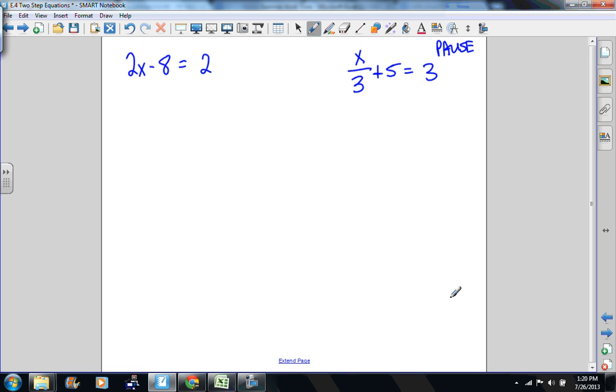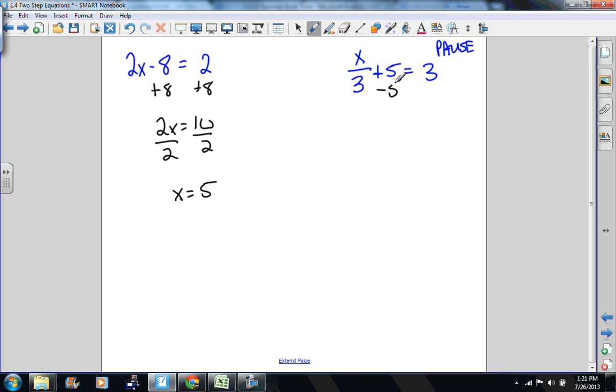Try these on your own. So for this one, we add 8. We get 2x equals 10. We divide by 2. So we get x equal to 5. And then you check.